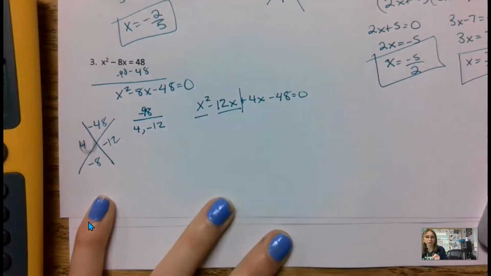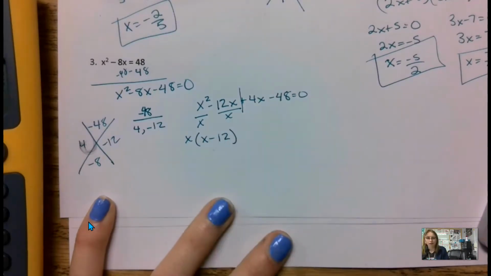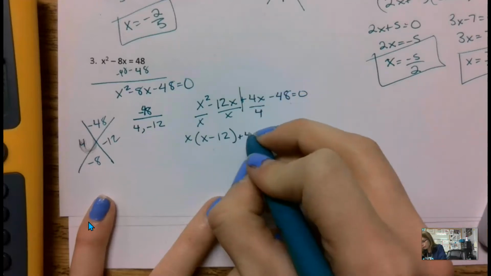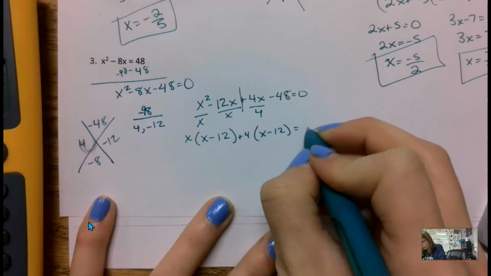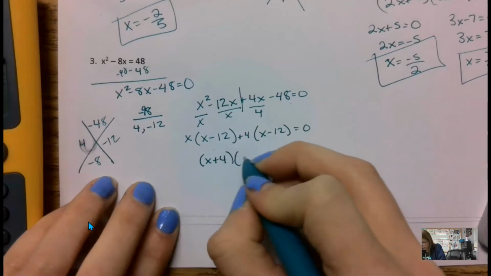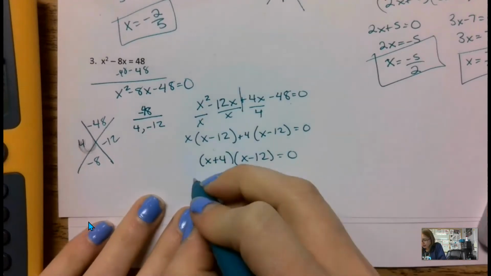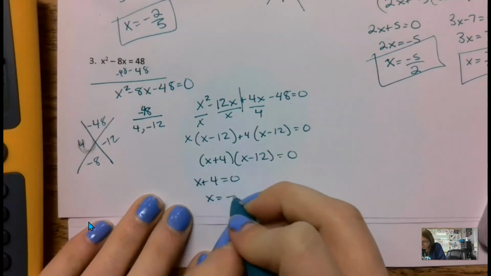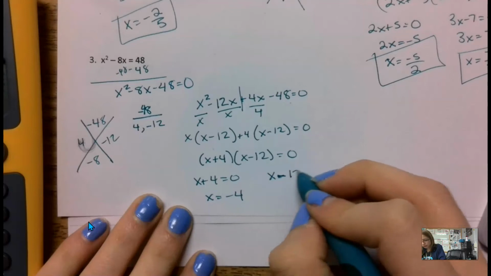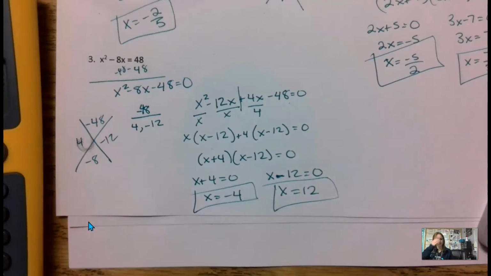My greatest common factor in this first pair is x. And then over here, my greatest common factor is 4. And they match, so I'm good. And then we're left with x plus 4, and then x minus 12. Now we just set both of those factors equal to 0. And we get x equals negative 4 for our first one, and x equals positive 12 for our next one.